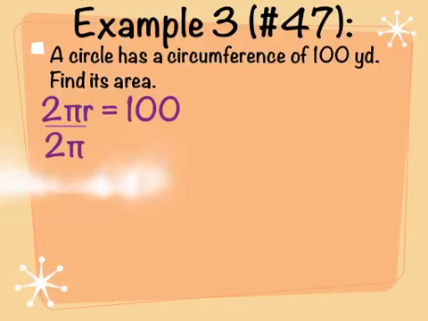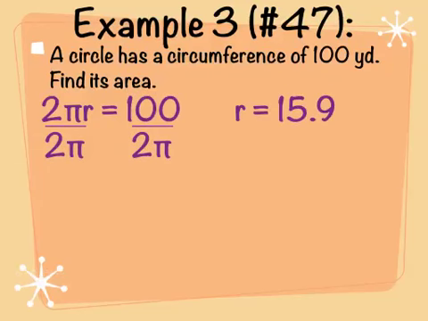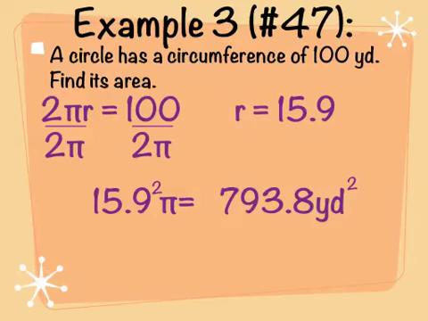We need to divide both sides by 2 pi to get r by itself, and when we do that, we find that r equals 15.9. Now that we have the radius, r, we can find the area by plugging it into the formula. So we can do radius, 15.9 squared, times pi. Well, 15.9 squared times pi, when you plug it into a calculator, gives you 793.8 yards squared.